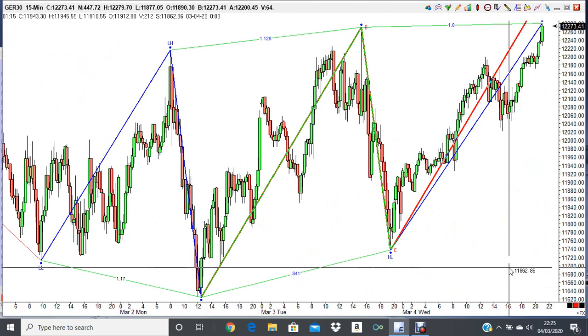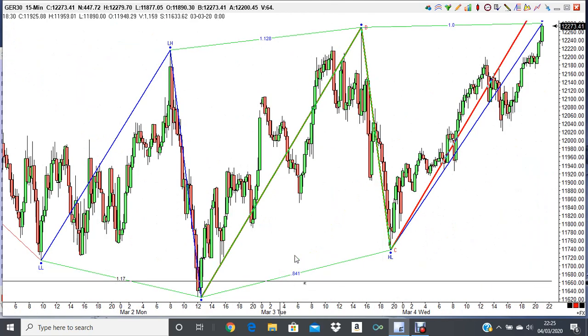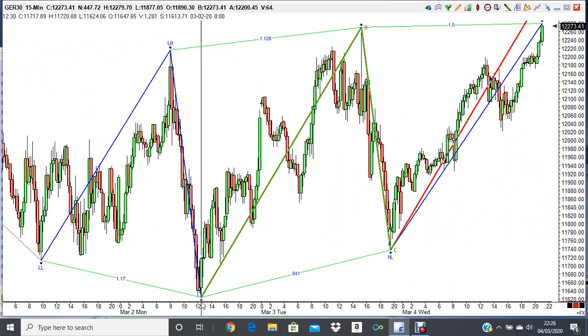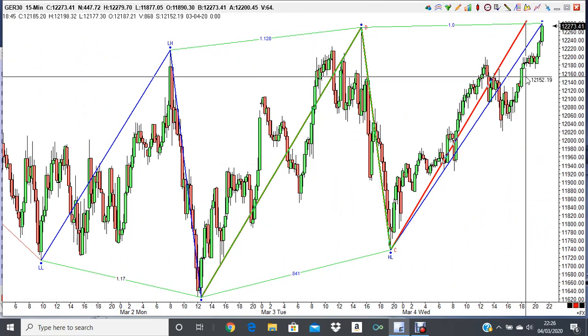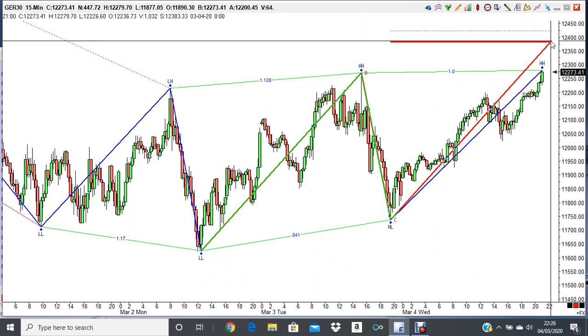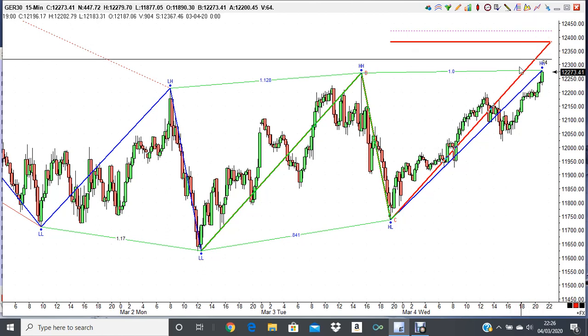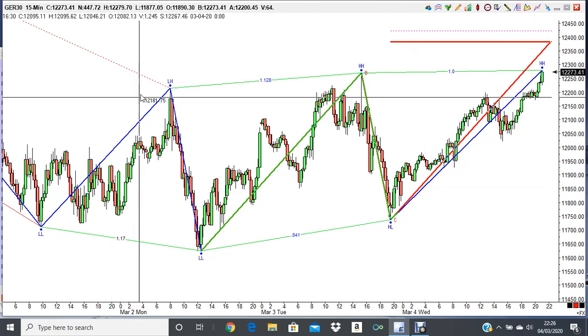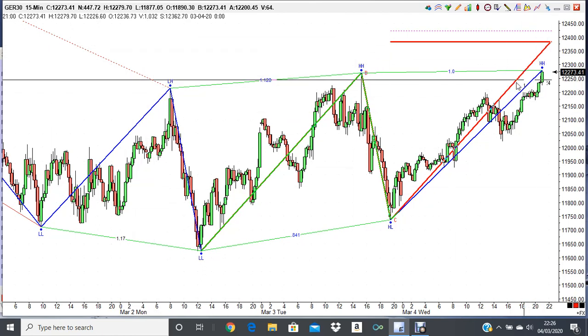Zoom back in again. So it's looking like we want to try and complete this ABCD to the upside. And if we look at that, that's going to take us up only about another 100 points from where we are right now. That'll be a nice little 3 drive pattern.